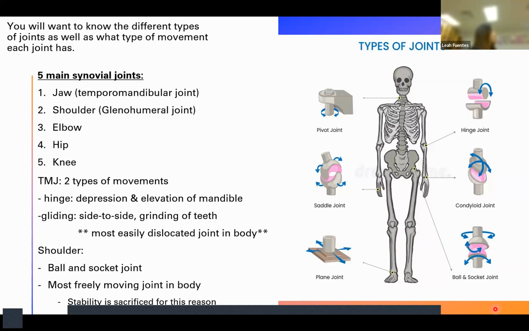And then our shoulder, again, that's a ball and socket joint. This is the most freely moving joint in your body. And because of this, stability is sacrificed. So due to it being freely moving, you can do a lot of motion with it. It is sacrificing the stability of the joint.